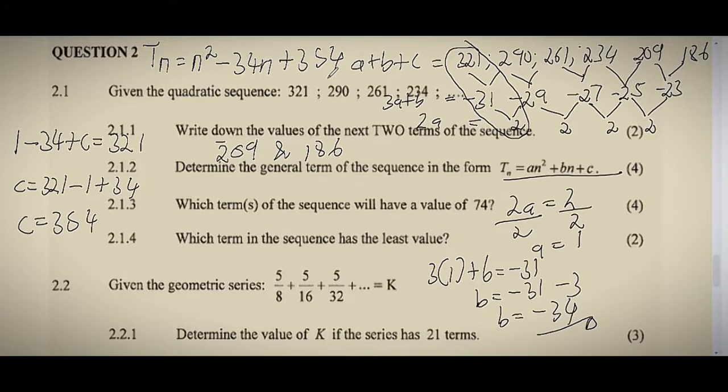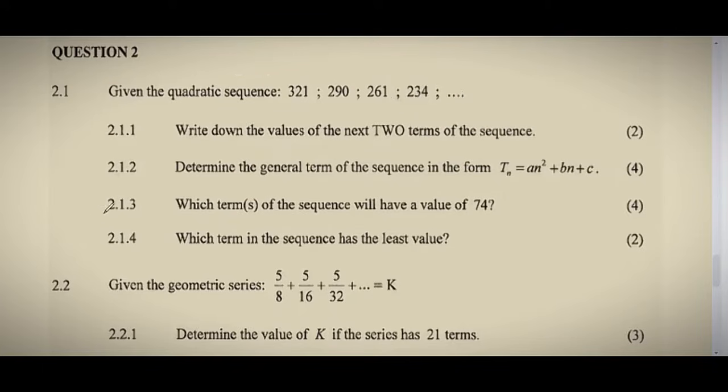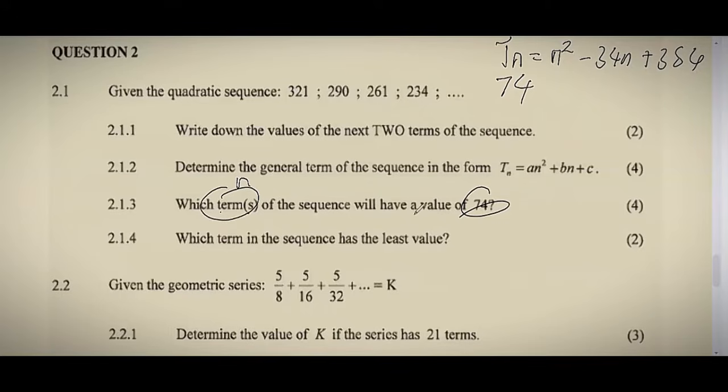Okay, now let's proceed. 2.1.3 says which terms of the sequence will have a value of 74? Which term or terms? So that means it can be one term or two terms, right? So let's calculate. Remember, for this one, we need our Tn. So the Tn was n squared minus 34n plus 354, right? So we can just go ahead and substitute 74 here, because what are we looking for? We are looking for n, and we are given the value. So the value is Tn.